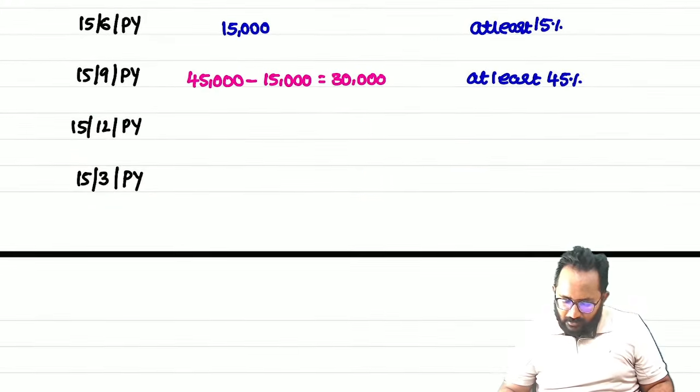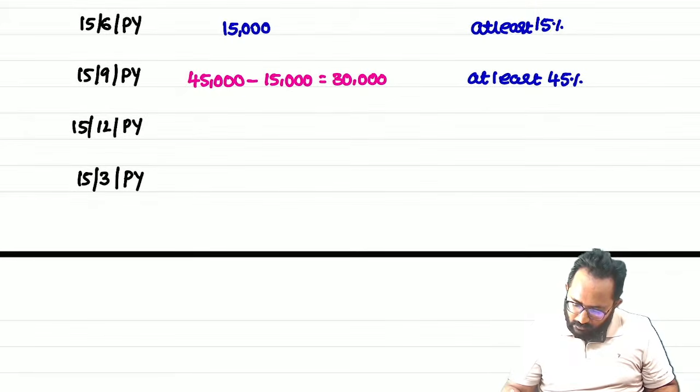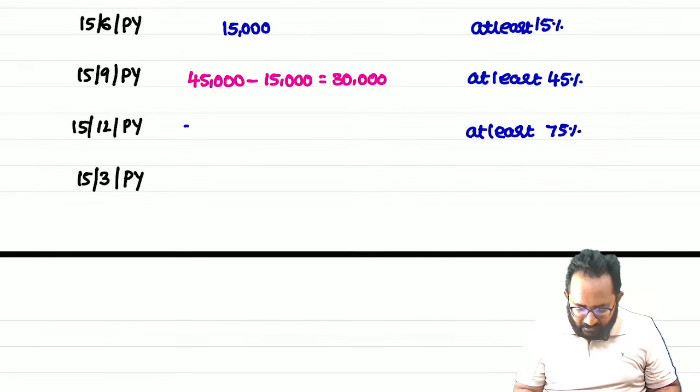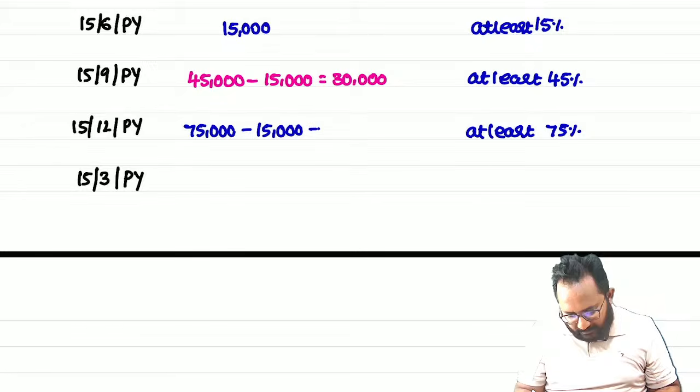Next installment. Tell me, how much do you have to clear at least? 75%. 75,000 you have to pay. But already the first installment 15,000 we paid, second installment 30,000 you paid. Balance how much?